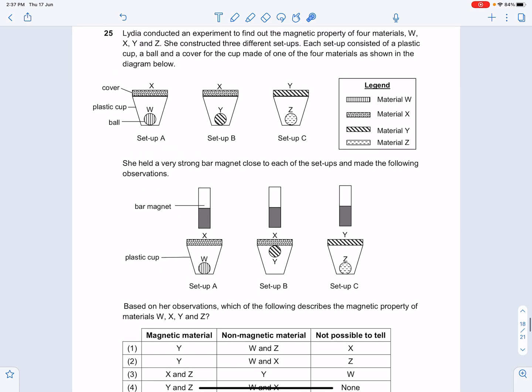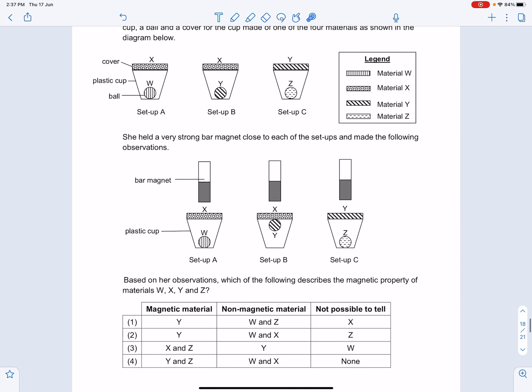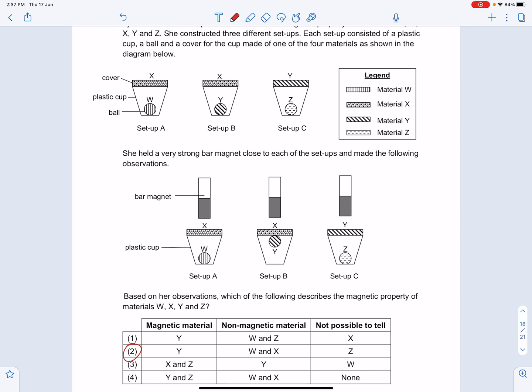Right at the top, I'm going to just jump into the correct answer and then explain why it is the case. The correct answer in this case will be number 2. Now, why is this so? The magnetic material will definitely be Y, because if you take a look at Y, it got attracted in setup B. So we know for sure that this Y could be made up of a magnetic material, because it got attracted.